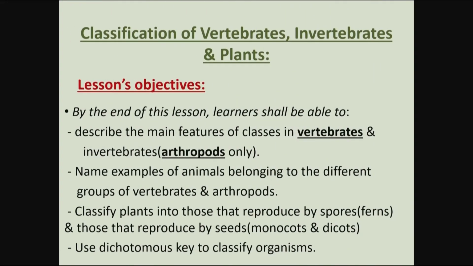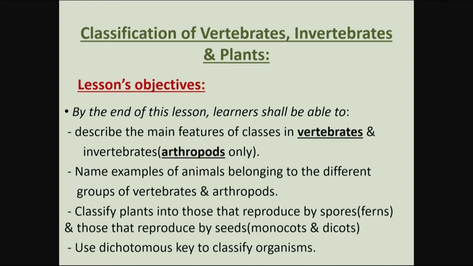Now, in today's lesson, we're going to look at the classification of vertebrates. We're going to classify vertebrates, invertebrates, and plants. Today's lesson objectives are as follows. By the end of this lesson, the learner shall be able to describe the main features of the classes within the vertebrates and the invertebrates. It's important to know that we're going to be looking at arthropods only. And name examples of animals belonging to these different groups.